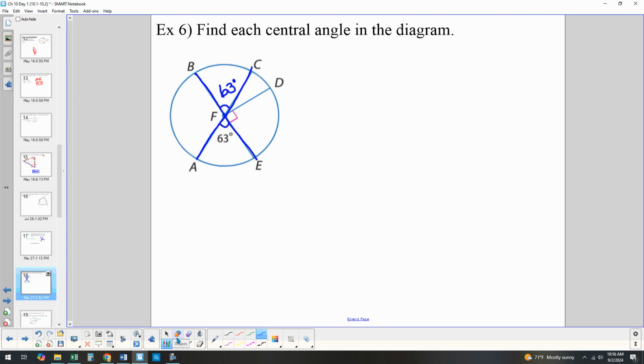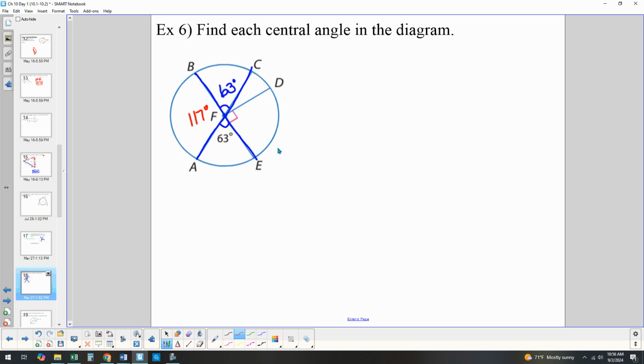We also know that a diameter is a straight line, and straight lines add to 180, right? The linear pair postulate: if two angles make a line, they equal 180. So the angle next to the 63 here, because they made this one straight line, would add to 180 with it. So 180 minus 63, I get 117.